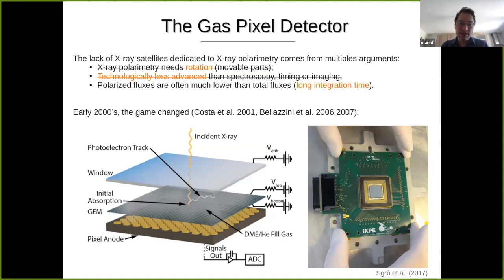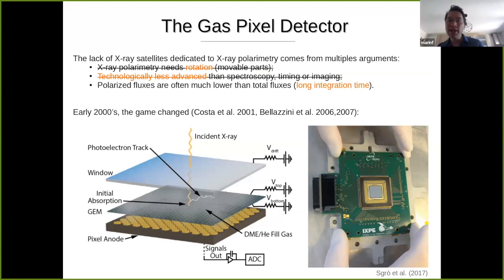The X-ray inside the box will interact with a gaseous mixture, and by photoelectric effect, it will photoionize the gas. It will give rise to secondary photoelectrons, which will continue to photoionize the gas, so tertiary photoelectrons, and so on and so on. So you will multiply your signal, and you will collect all the photoelectrons onto a pixelized anode on the bottom.